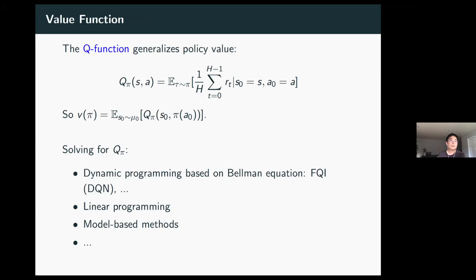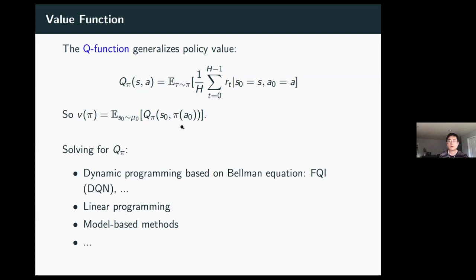Some people may be familiar with RL and know that there is a concept called the Q function, which is one of the value functions that are commonly studied in reinforcement learning. It generalizes the policy value in the following way. Q(S, A) is defined as the expected reward if you follow a policy pi, starting from state S and starting with action A. And assuming that you have access to this Q function, then a policy value is just the average of the initial state's Q value when actions are chosen according to pi.